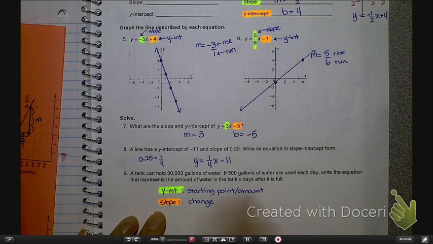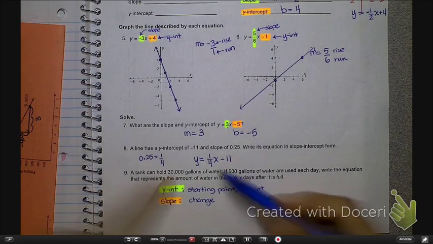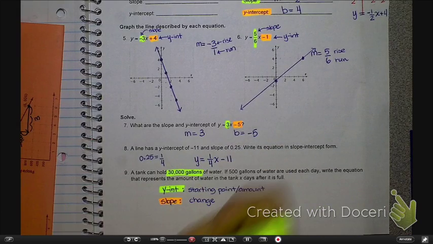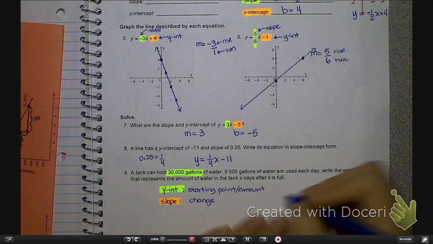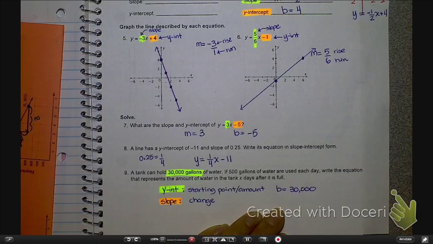A tank can hold 30,000 gallons of water. If 500 gallons of water are used each day, write the equation that represents the amount of water in the tank x days after it is full. How much water is this tank starting out with? 30,000. Okay? So this is going to be your y-intercept. 30,000 gallons of water. So let's say that our b equals 30,000. Does that make sense why we picked that?